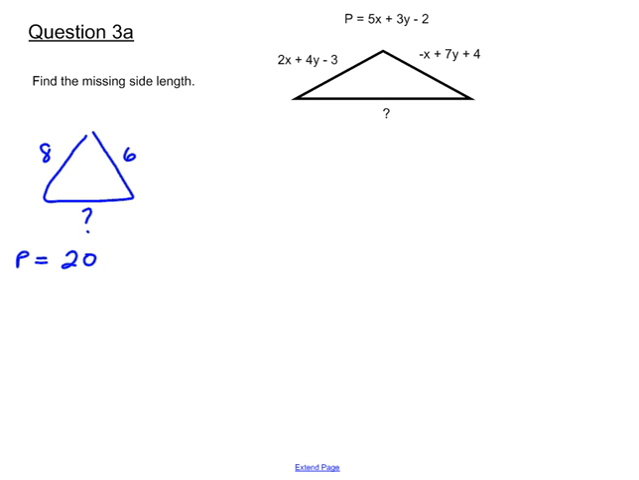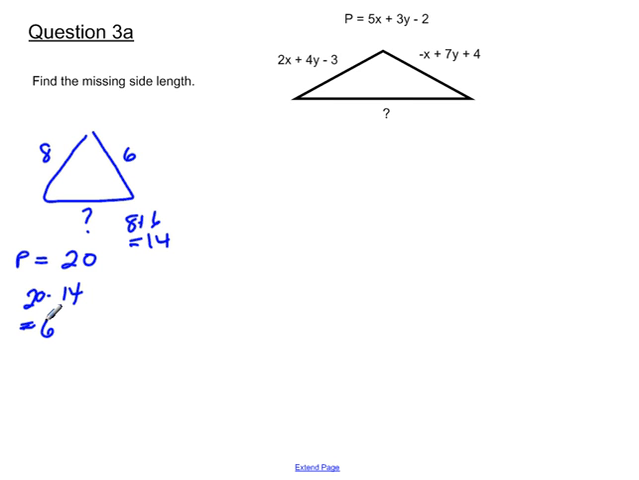Well, probably what most of you would do is you would say, well, I know that I need to add all sides and that equals the perimeter. So if 8 plus 6 is 14, then to get the missing side, I just need to do 20 minus 14, and that gives me 6, so the missing side must be 6. We're going to use that exact same strategy for this question.